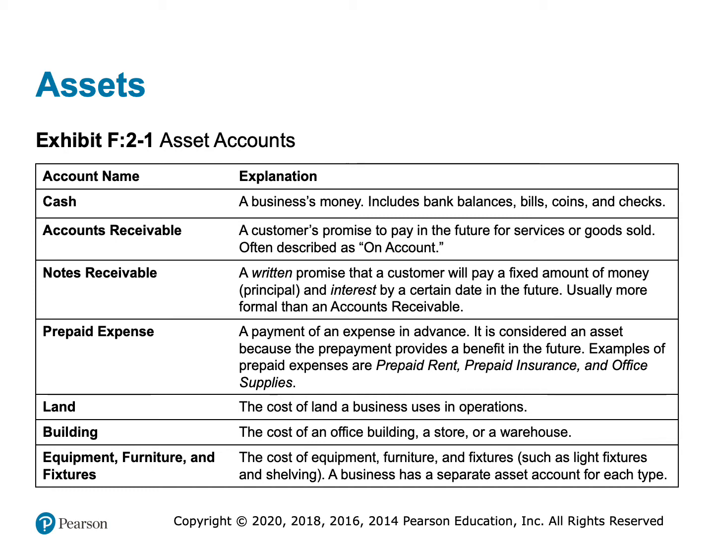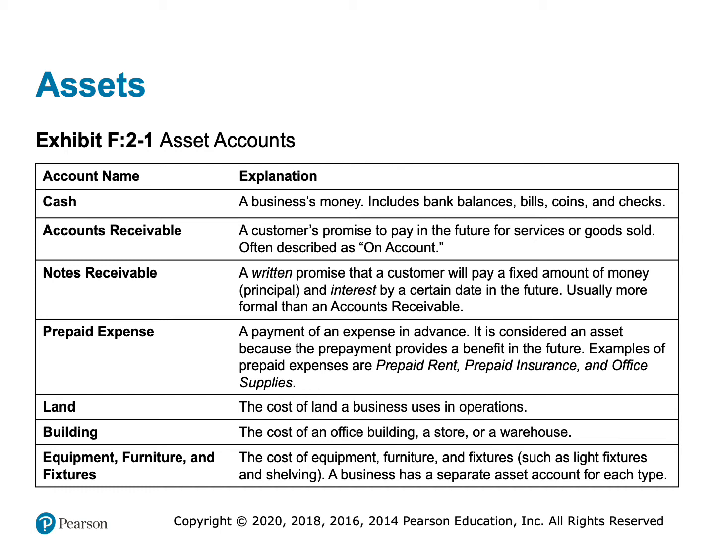So land, if we own the land, that's an asset. Buildings, again, if we own the building, it's an asset. Equipment, furniture, fixtures, as long as we own them, they're an asset. Remember that all assets are recorded at their historical cost. So that land, that building, that equipment, it's recorded at what we paid for it, not what we deem it to be worth now. We also have an account category on there called prepaid expense.